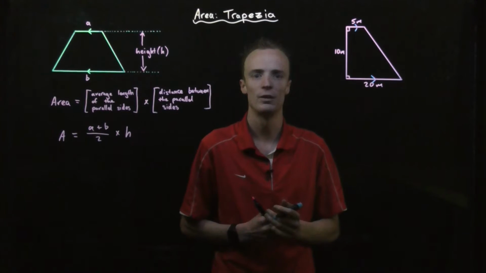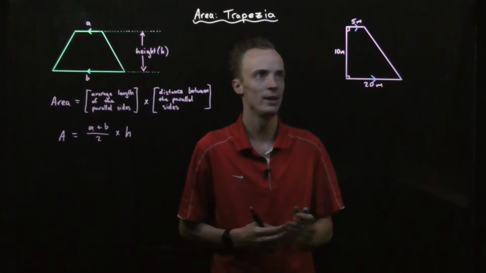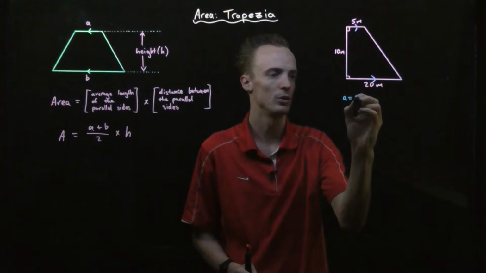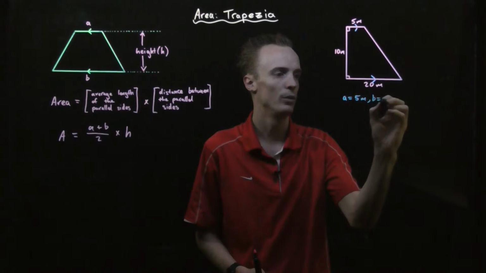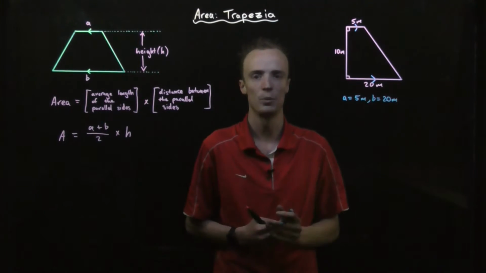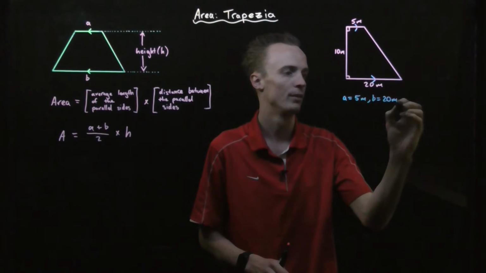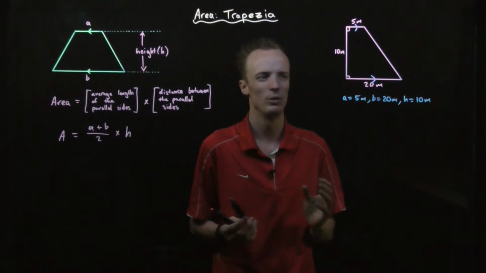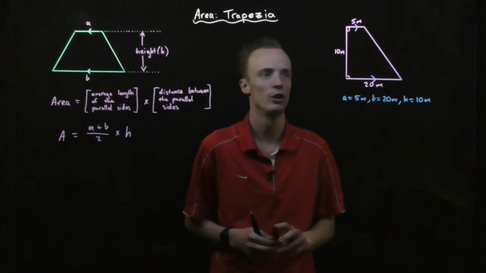So the first thing that we need to do is identify the information that we have. Now, the side lengths of our trapezium here is the 5 and the 20. So A is equal to 5 meters and our B is equal to 20 meters. Now we need to look at the distance between them, which we refer to as our height, which in here is 10 meters. Now that I've got all our information, we need to make sure they're all in the same units. In this case, they're all in meters, so we don't need to do any conversions here.